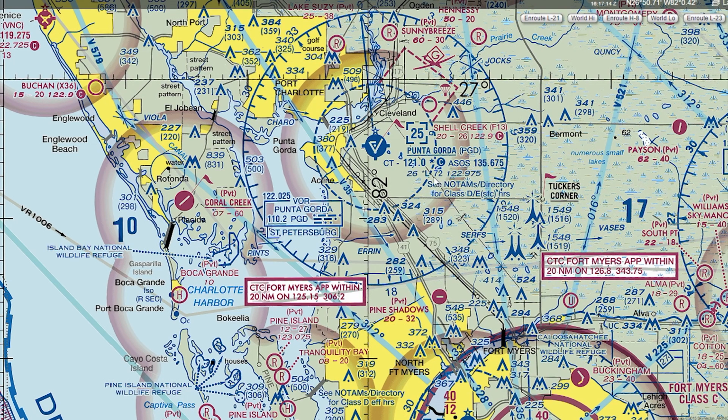The longest runway we have available at Punta Gorda is 7,200 feet. We could look over here at Venice and notice the longest runway we have is 5,000 feet.